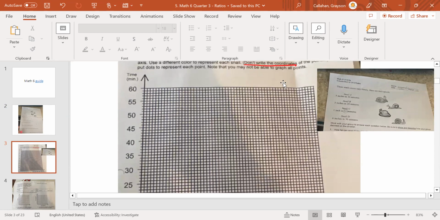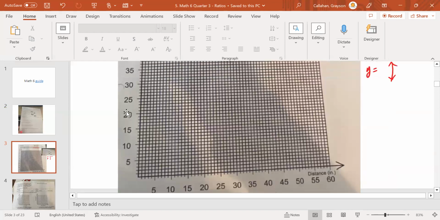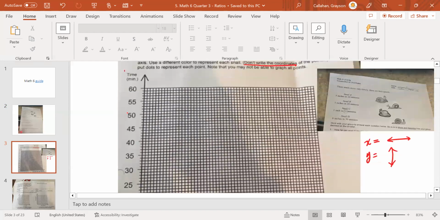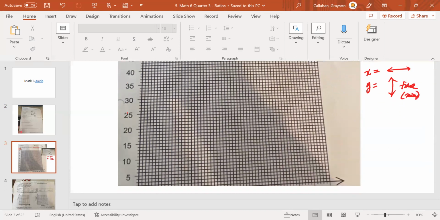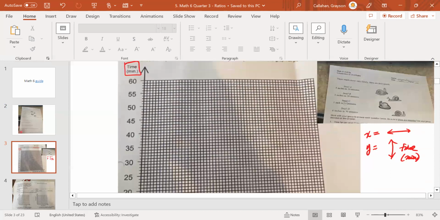Okay, so first thing you're going to know is what is the x-axis going to represent? What is the y-axis going to represent, right? Remember, x-axis is left to right. Y-axis is up and down. Do you see that? So here is the y-axis. Y-axis is going by 5, 10, 15, 20. And what is it representing? What does that say? So this is time in minutes, okay? What about the x-axis, which is going left to right? In inches, okay? So this x is distance in inches, okay?